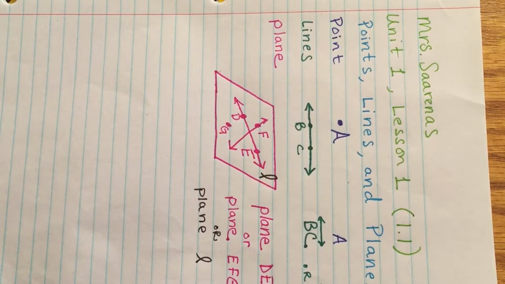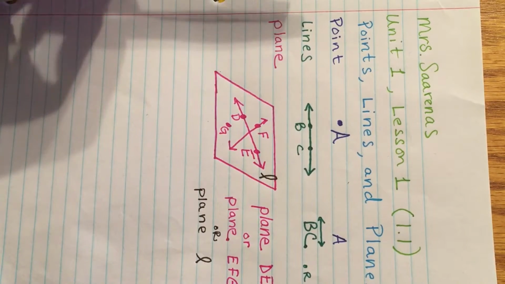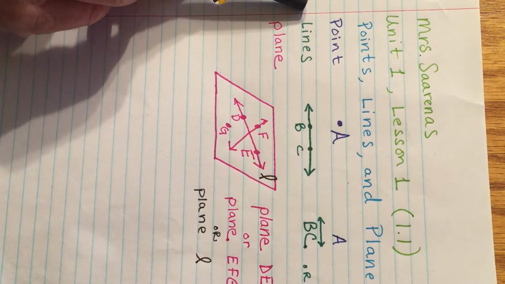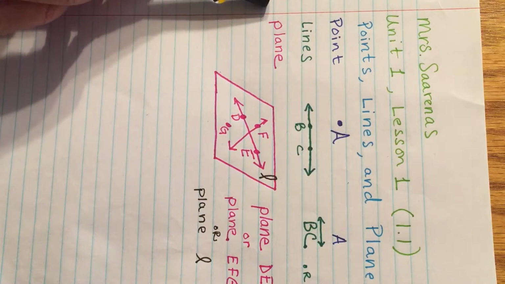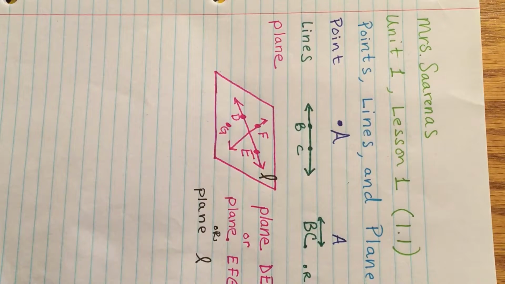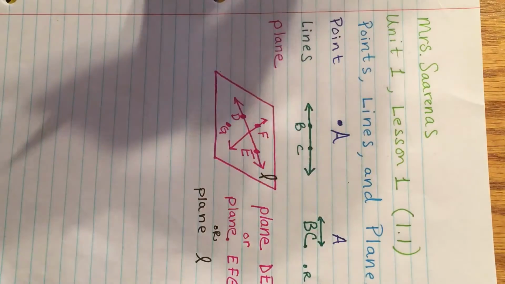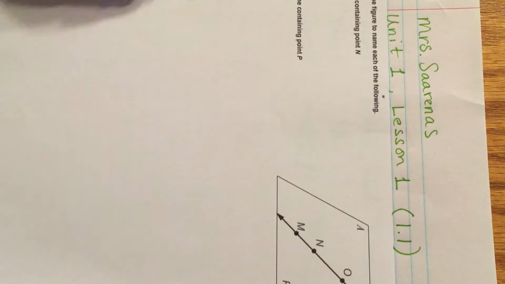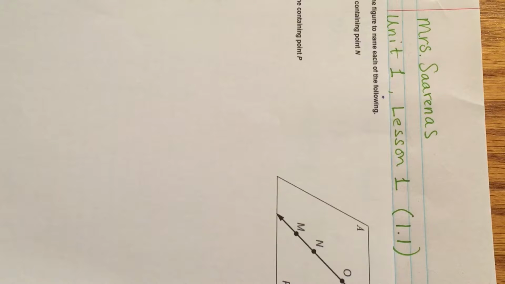So just to review what we have just gone over, a point is named using a single letter. A line is named using 2 letters with a line symbol above it. And a plane is named with 3 letters and the word plane in front of it, often represented by the shape of a parallelogram. So now what I'd like you to do is, looking at this example, hit the pause button and see if you can name a line containing point N and a plane containing point P.